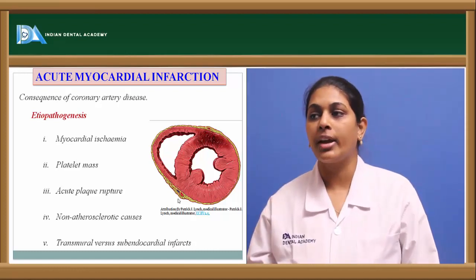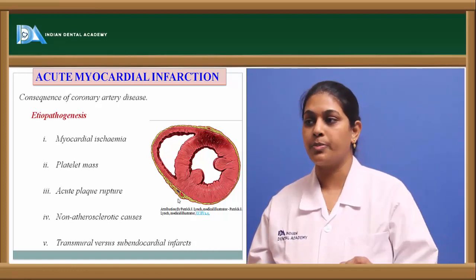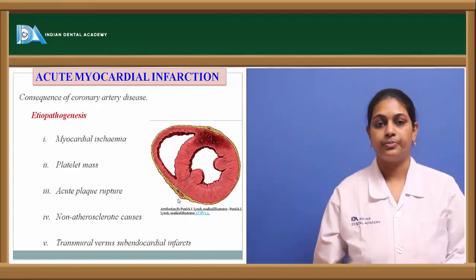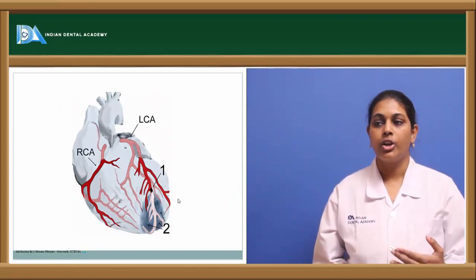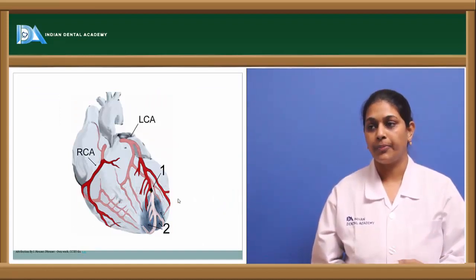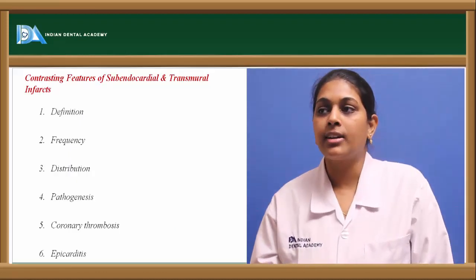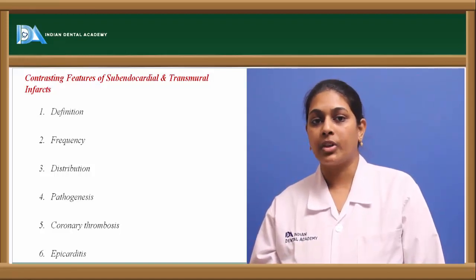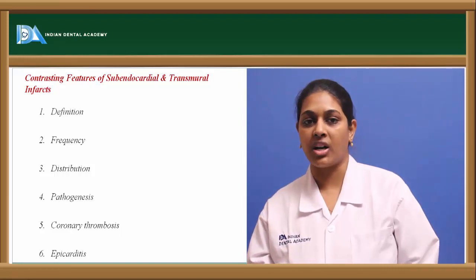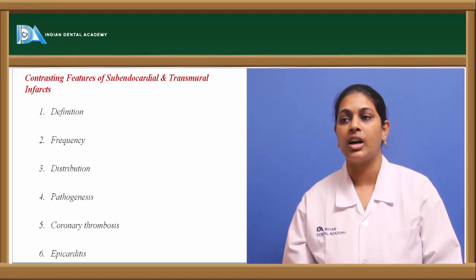So there's a picture showing the acute myocardial infarction, because of which there's a block being formed within the ventricle. There's a picture showing the right coronary artery as well as the left coronary artery showing the myocardial infarction. Coming to the types of infarct, that is the subendocardial infarct and the transmural infarct, it is important to know what kind of infarcts they are. So we'll differentiate between these infarcts.